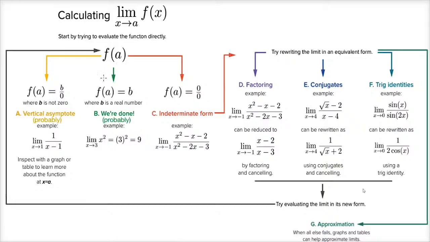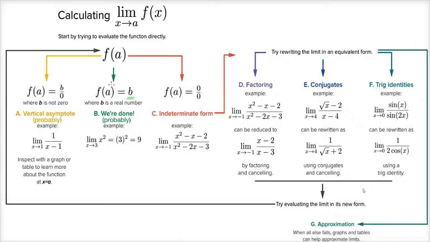What this is telling us to do is, first, just try to substitute x equals a. Let's evaluate f of a. And this flowchart says, if f of a is equal to a real number, we're done. But then there's this little caveat here, probably. The reason is that the limit is a different thing than the value of the function. Sometimes they happen to be the same. In fact, that's the definition of a continuous function, which we talked about in previous videos.